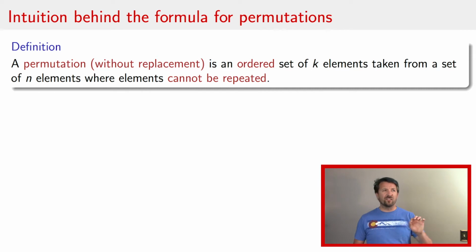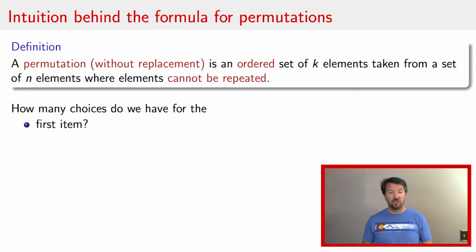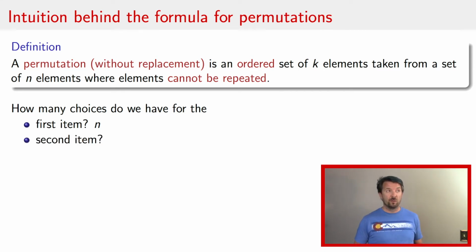All right, so we're going to ask ourselves the same question that we asked in the previous video about permutations with replacement. How many ways are there to choose the first element? Well, since there are n elements of the set we're choosing from, there are n ways of choosing that first element. But now we're doing this without replacement. So how many ways are there to choose the second element? Well, one of them is gone, so there are now n-1 ways of choosing that second element.